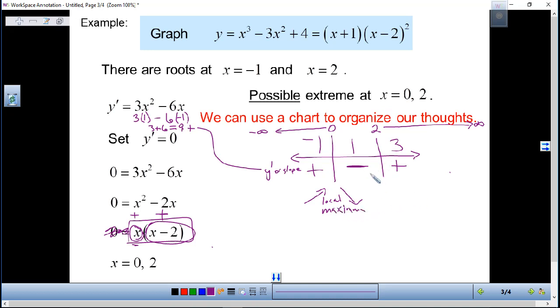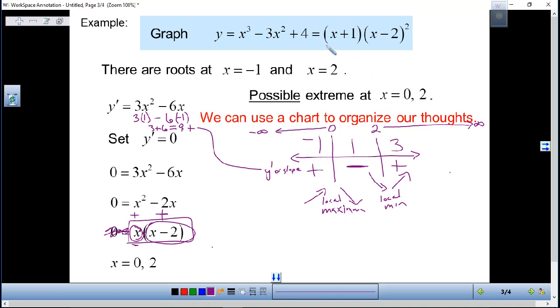And over here, if I'm going down before the critical point and then going up after, what do I know? That has to be a local minimum. So now I can identify what my points actually are. I know where they occur. I just have to find out what the value is.